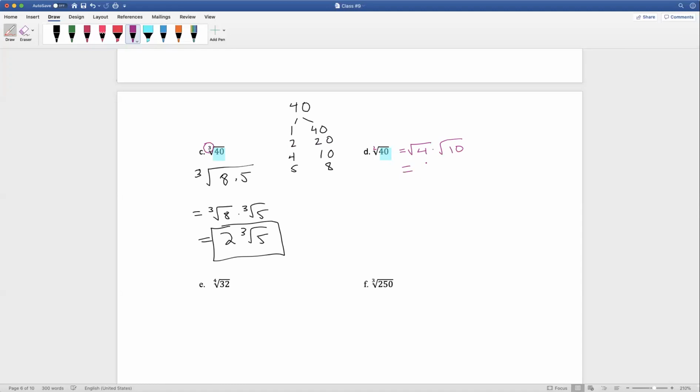Okay, so let's simplify the square root of 4 times the square root of 10. Well, we know the square root of 4 is 2. We can't simplify the square root of 10. 10 only has 2 factors besides 1 and itself, and that's 2 and 5. Neither one of them are perfect squares, so we're done. The answer to this is 2 times the square root of 10.